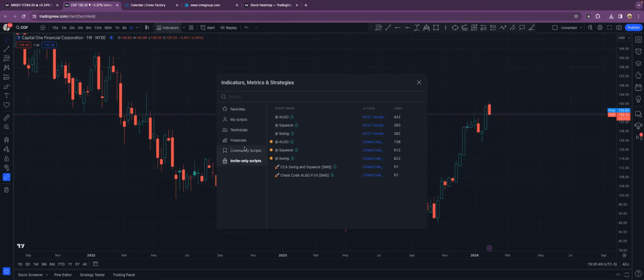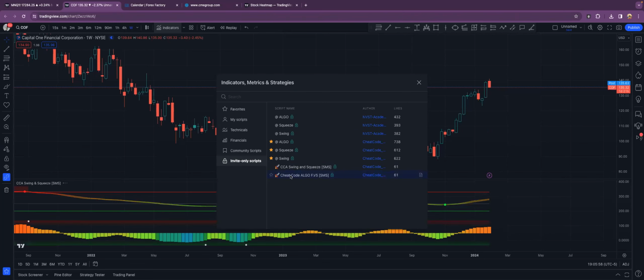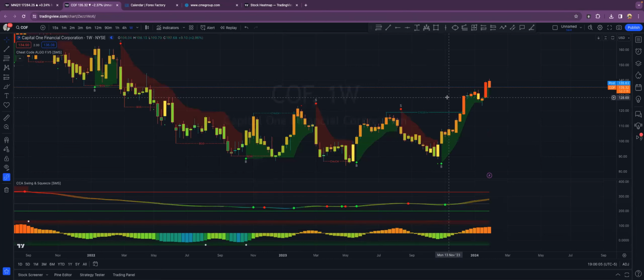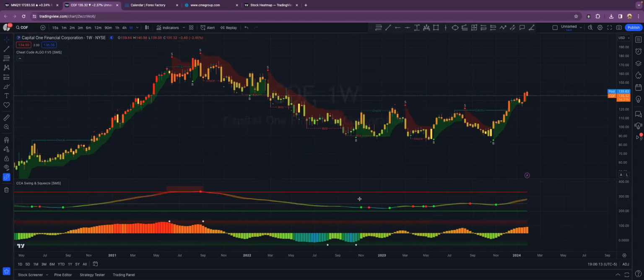So you're gonna go into indicators, scroll down to invite only once you get the invite. Then you're gonna go down to these right here. Here's the new album, but it's for the V5, right? So you're gonna click your squeeze swing combination, and then you have your V5 algo. You click that, this is how it's gonna appear, right? But this is fresh out the box. This is the heat map version.